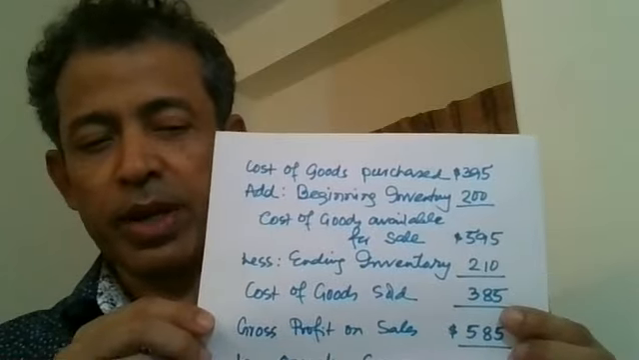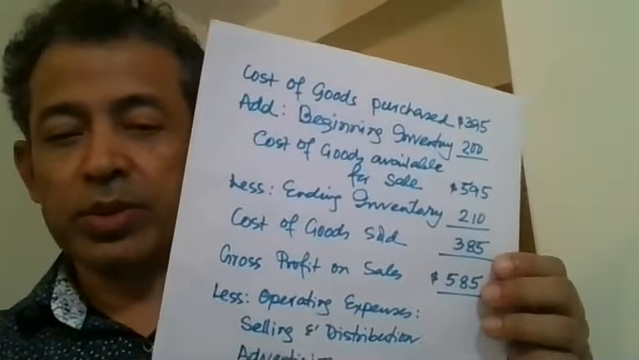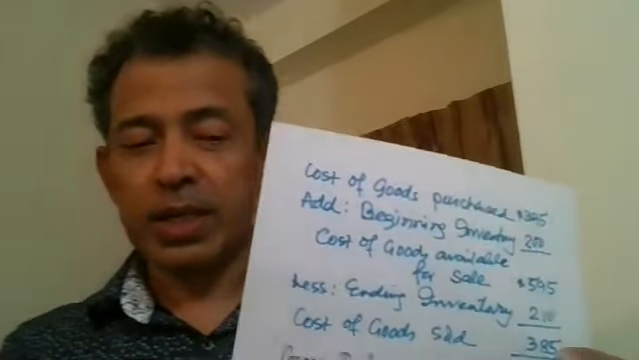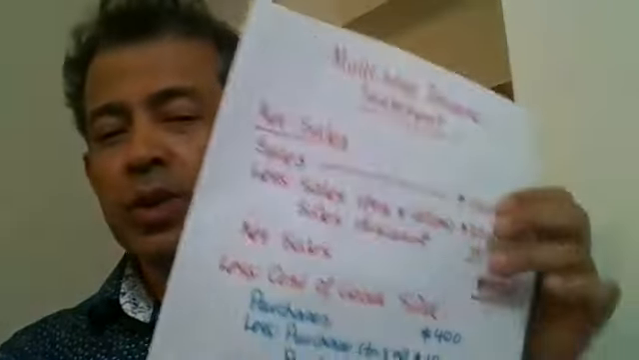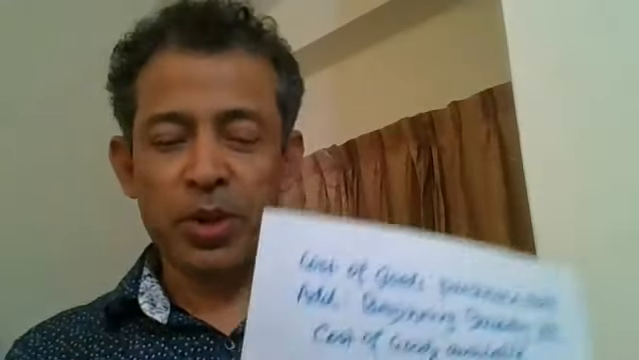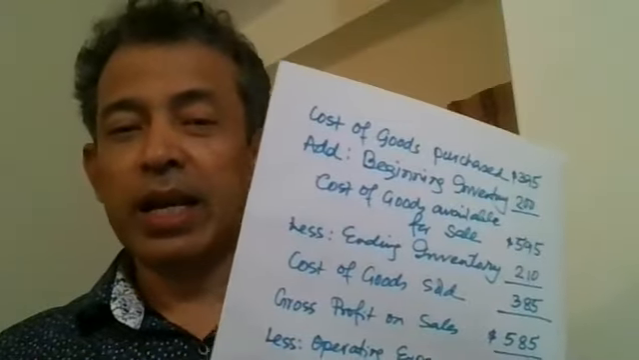And then once I subtracted closing inventory or ending inventory of 210, I'm back to $385 of cost of goods sold. So this is one of the key figures, one of the key pieces of information. Cost of goods sold has to be subtracted from net sales. So remember how much our net sales was? Our net sales was $970, and now our cost of goods sold is $385. So 970 minus 385 gives you gross profit on sales of quite a lot, $585.